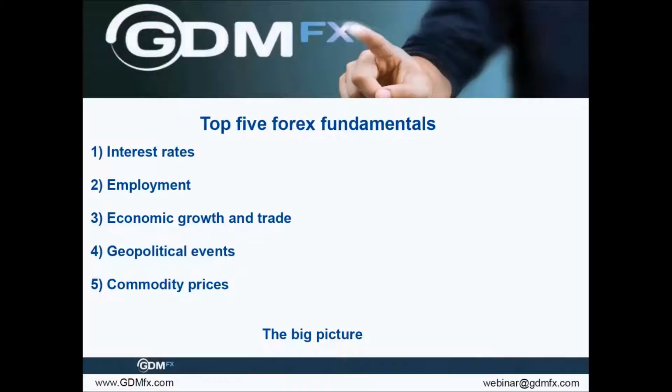Here we have to say, of course, a word for Australia. The Aussie also is very much connected to gold because they're major producers. So the Aussie and the Canadian dollars react most quickly to commodity changes.